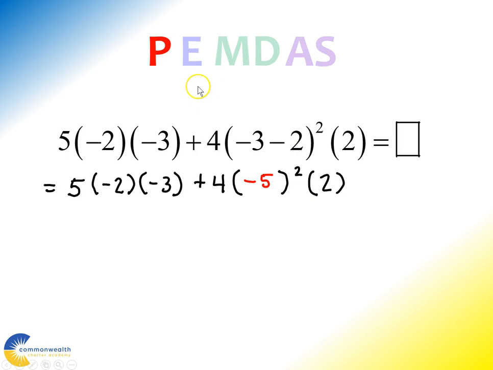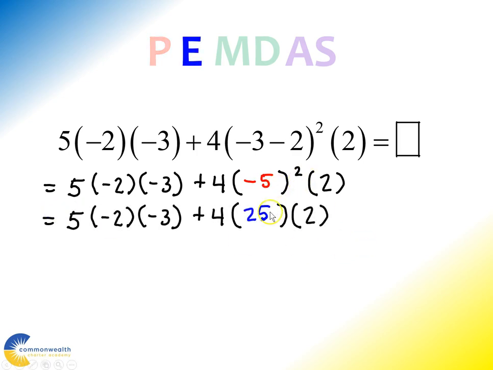And now I'm going to take care of the exponents. There is an exponent right here, the square, so I'm going to take negative 5 and square it. Everything else is going to be left alone. So negative 5 squared is 25. And what you can see now, once I got that 25, is that I do have one grouping of multiplication over here, one grouping of multiplication over here, and then an addition.